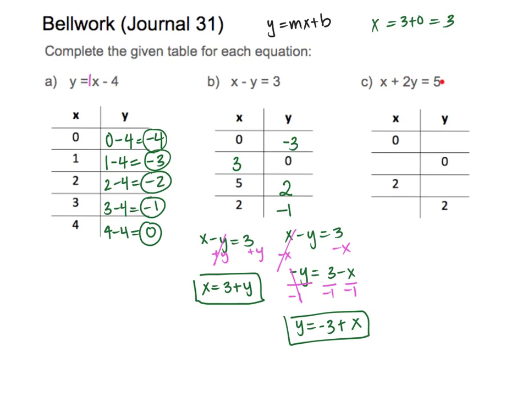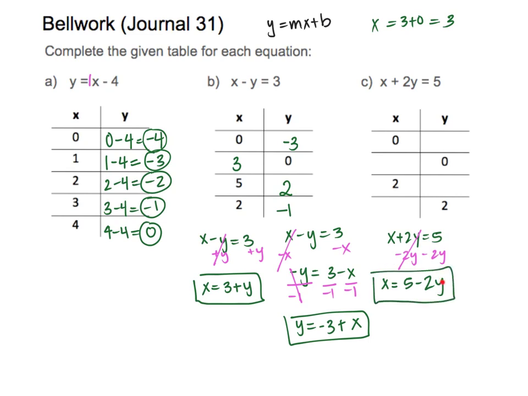So this one here is my equation. Just like I did before, I'm going to try to solve for x and y first. So I'm going to grab that equation, bring it down. To get x by itself, it looks like you have to subtract 2y from both sides. So that means I now have x equals 5 minus 2y, and now x is by itself.